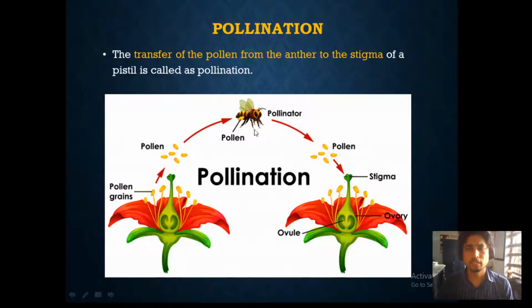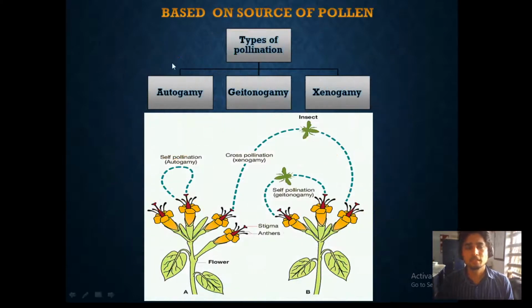And pollination is carried out by the pollen agents. Sometimes plants require pollen agents. It can be insect, it can be water, it can be air, various other things. So based on the source of pollen, whether it is coming from the same plant or same flower, or it is coming from a different flower or different plant, there are 3 types of pollination: Autogamy, Geitonogamy, and Xenogamy. These are the 3 types of pollination.